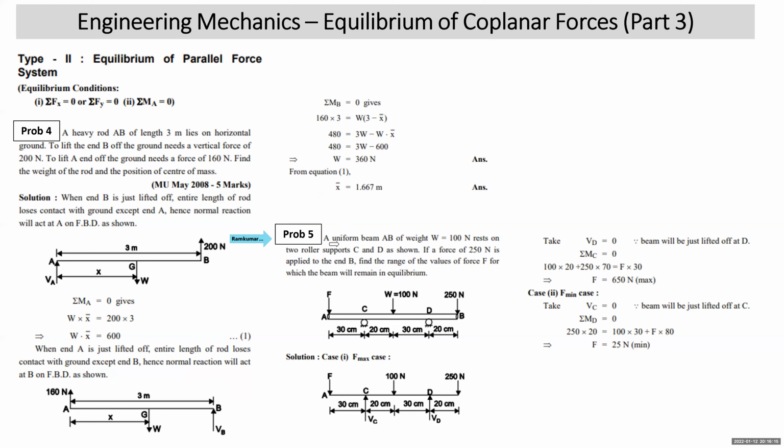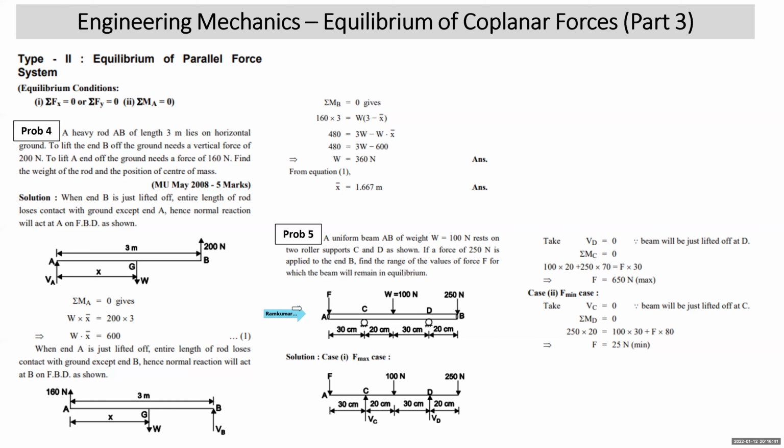A uniform beam AB of weight W equal to 100 Newton rests on the two roller supports C and D as shown in the figure. If a force of 250 Newton is applied to the end B, find the range of the values of force F for which the beam will remain in equilibrium. Now, please look at this beam. This beam is resting on two rollers. One roller is at C, another roller is at D.